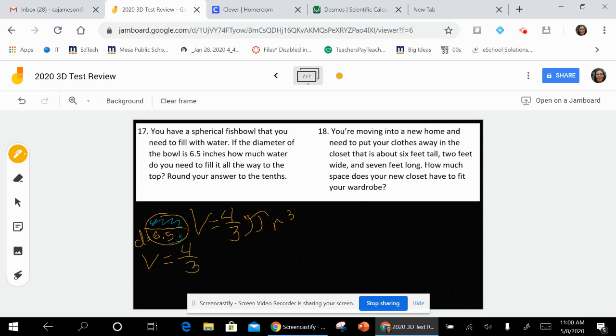So 4/3 pi, so 3 1400ths, and then it's going to be half. Okay, so if I take half of that, think of money, everybody. So half of $6.50. We divide that by 2. Okay, so we're going to get 3 2500ths. Okay, so that's to get the radius. It's our radius.